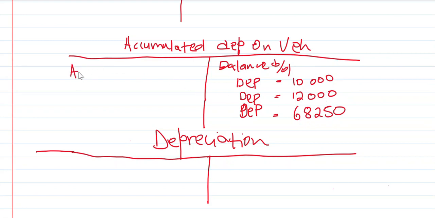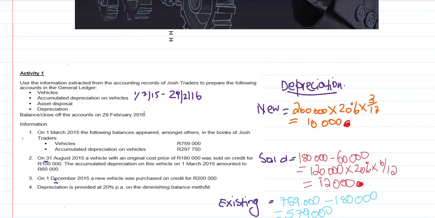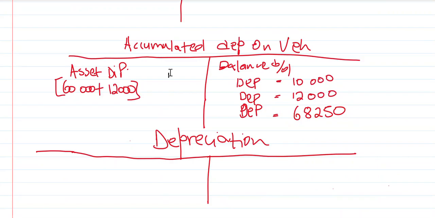On this side, you're gonna have asset disposal. You simply take 60,000 plus 12,000. Remember, 60,000 rand is the opening balance of the vehicle that you were given. I'm talking about this balance here. 60,000 rand, then plus this 12,000 rand. So these are the vehicles that we have there. So it means we have 72,000 rand.